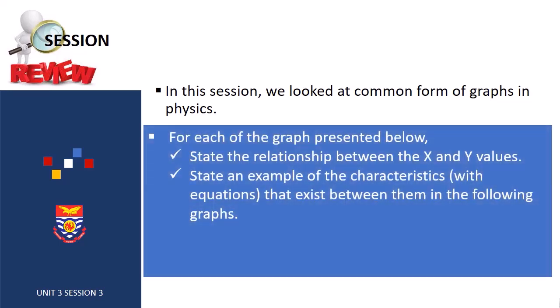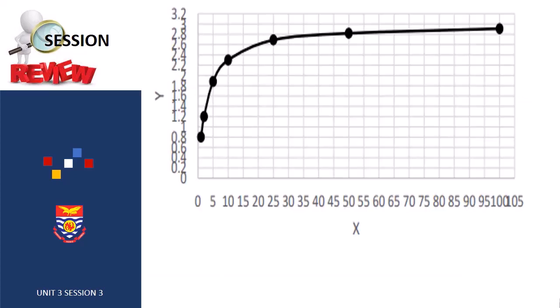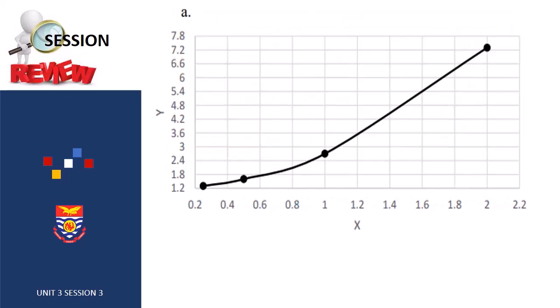Now, as we bring this session to an end, for each of the graphs that has been presented below, I'm going to give you some graphs, and you have to state the relationship between the x and y values, and also state an example of the characteristic. And once you state the example, you must provide an equation that exists between them in the following graphs. So this is graph number 1. You are to state the relationship between the x and y variables. And graph number 2, you do the same.